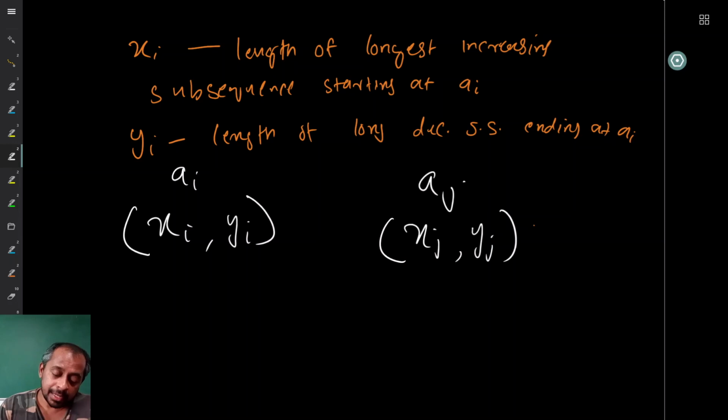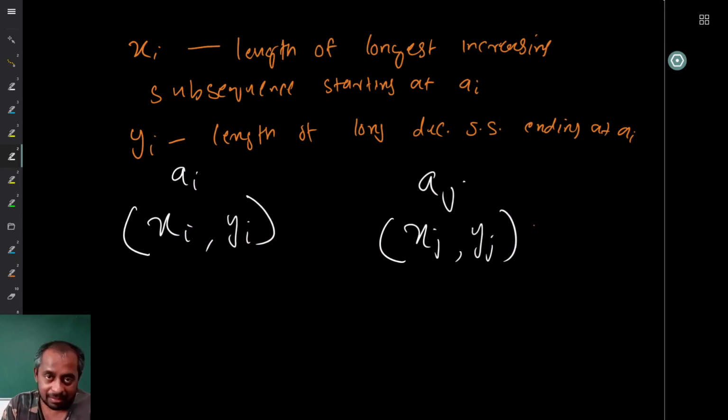But what I know is that xi, yi and xj, yj as ordered pairs can never be the same. Why is that? If I select xi comma yi, that says that xi is the length of the longest increasing subsequence starting from ai, and yi is the length of the longest decreasing subsequence that ends at ai.